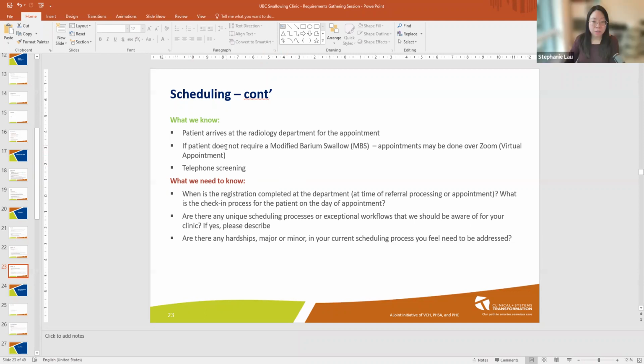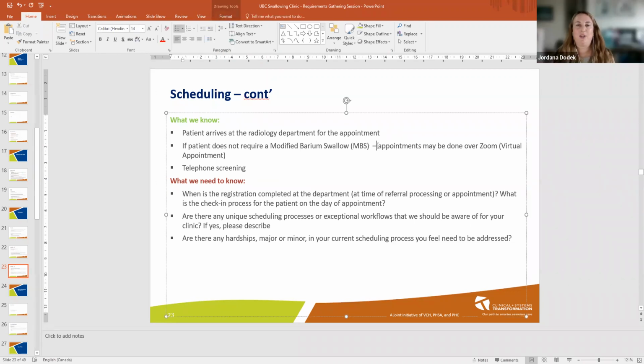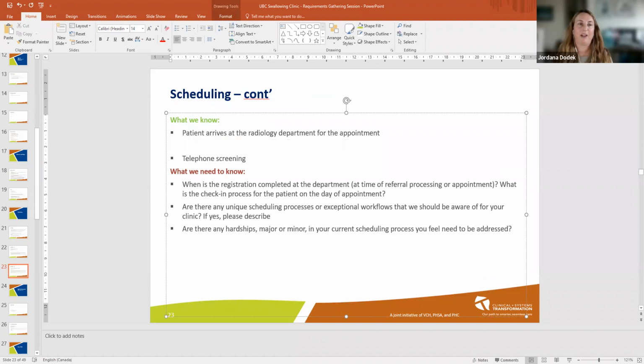Yeah, so if the patient does not require a modified barium swallow. Well, I think they're saying they might have the Zoom regardless of whether they have the modified barium swallow. Yes, right. So I think it's just the way it's written. They might have a Zoom appointment, they might have a telephone screening, and then they might have the modified barium swallow, and they might have all 3.